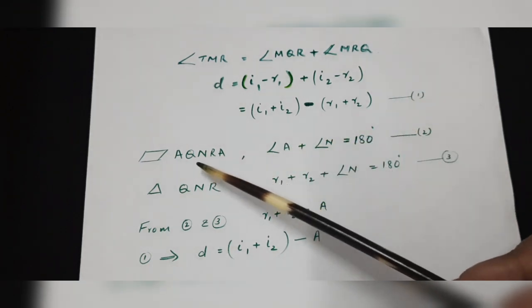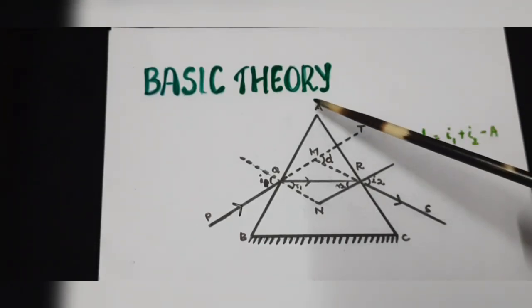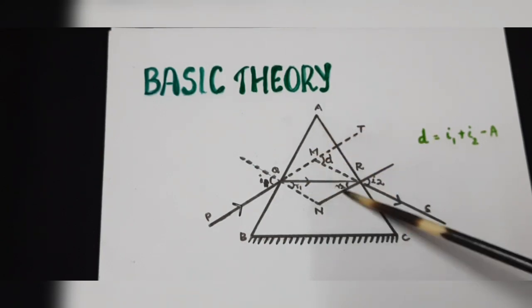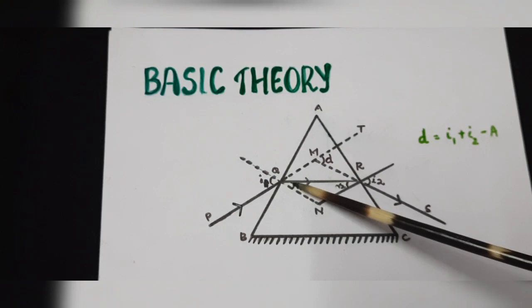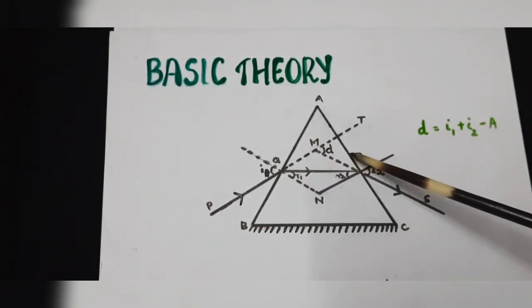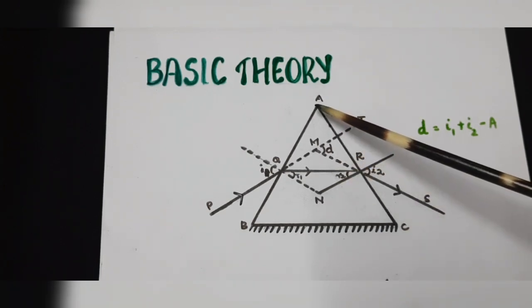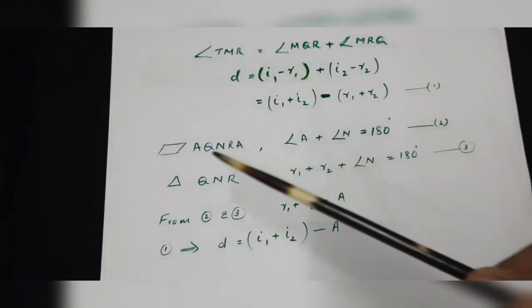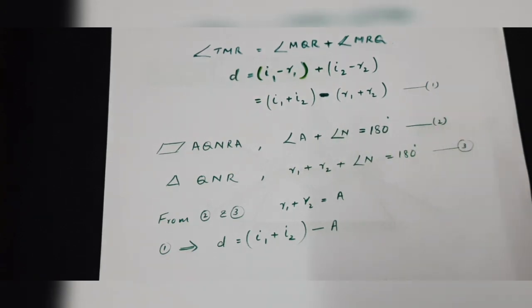Now consider the quadrilateral AQNRA. We know that the sum of all four angles of this quadrilateral should be 360. But this angle is a right angle, and similarly this angle is also a right angle. So I can interpret that angle A plus angle N should be 180. So from the quadrilateral, angle A plus angle N equals 180 degrees. That is equation 2.